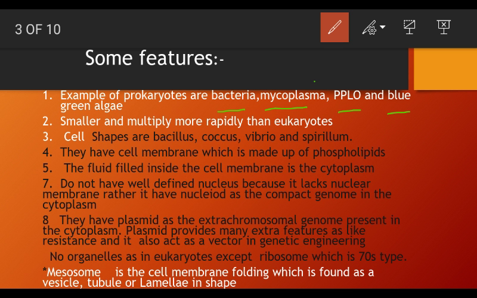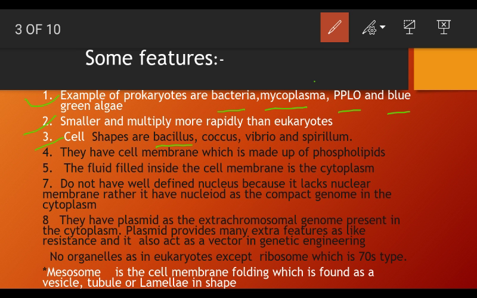So bacteria, mycoplasma, PPLO, and blue-green algae are some examples of prokaryotes. They are smaller and multiply more rapidly than the eukaryotes, right? As we know very well, prokaryotes are of course much smaller in size compared to eukaryotes. I have told you in my earlier video, where I explained the differences between eukaryotes and prokaryotes, that the size of prokaryotes ranges from 1 to 10 micron only, while the size of eukaryotes ranges from 10 to 100 micron. So you can see the difference in size, and of course they multiply more rapidly than the eukaryotes because of their smaller size, and they do not have various components for their replication. They do not have as much work as compared to eukaryotes, right?